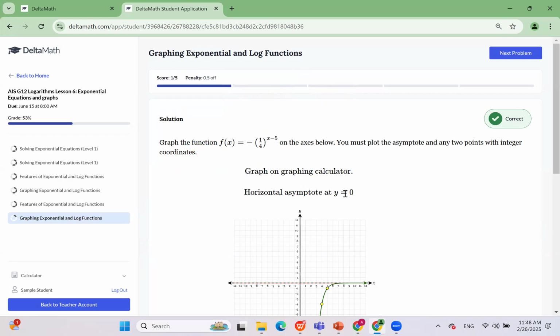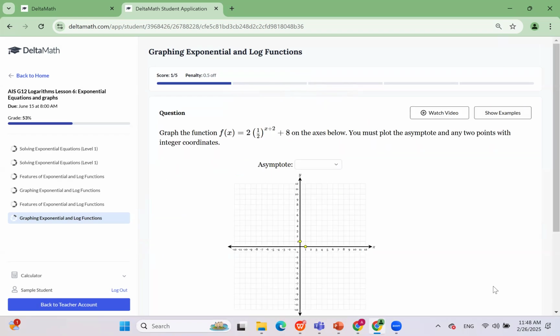Let's try another one. So again, the first thing we do is we figure out the horizontal asymptote, and we said that this is just this number. So y equals 8 is the horizontal asymptote. So you just drag the line to y equals 8 like this. And then you need to figure out 2 points.